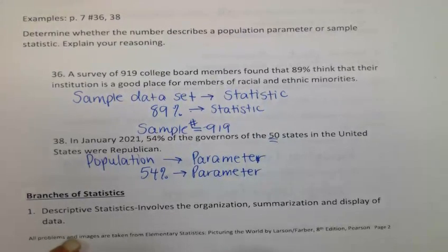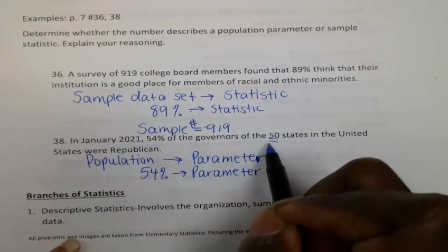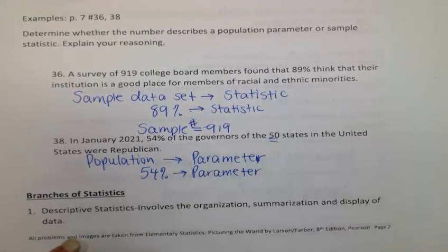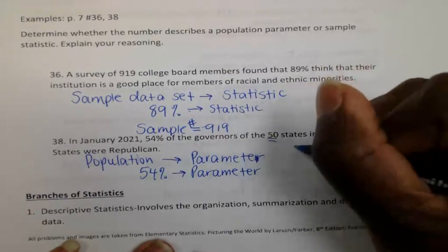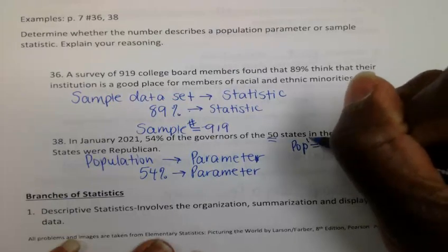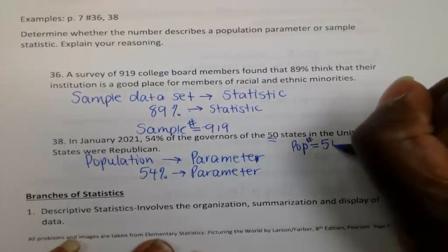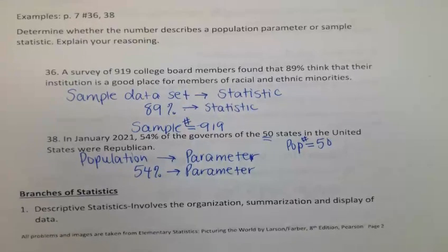It didn't say they took half of them or 20 of them or 30 of them. It says 54% of the governors. So that means they looked at all the governors. All right, so 50 were surveyed. So that means that this is the population. Population number, I forgot again, it was 50. So all 50.